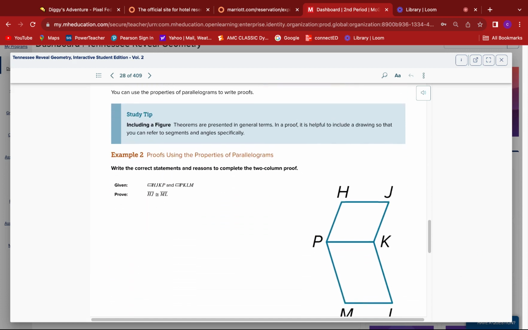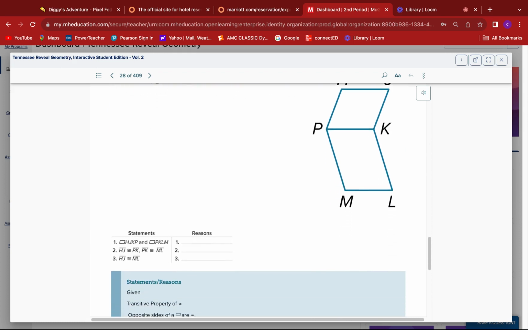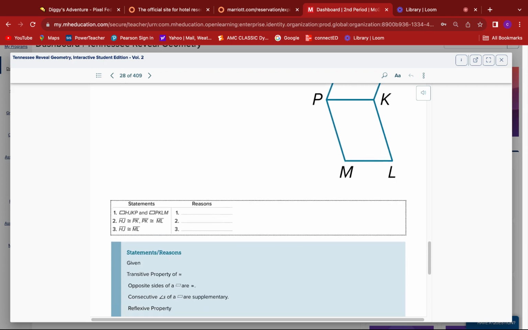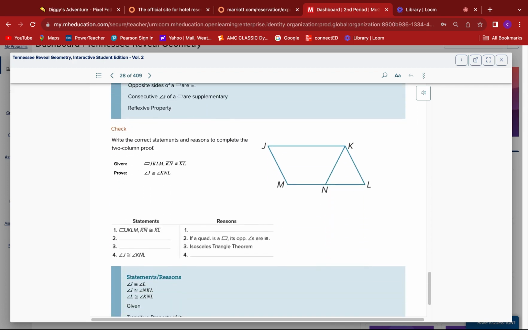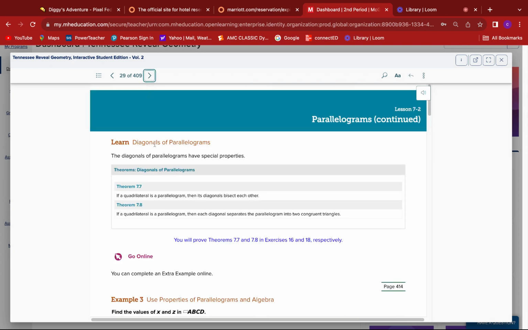All right, example number 2. Okay, it's a proof. So listen, we don't do this in Tennessee anymore. They took it out of the curriculum. So I'm going to skip this. It looks like the check is also a proof. All right, so I'm so thankful they took that out. I don't have to worry about it.